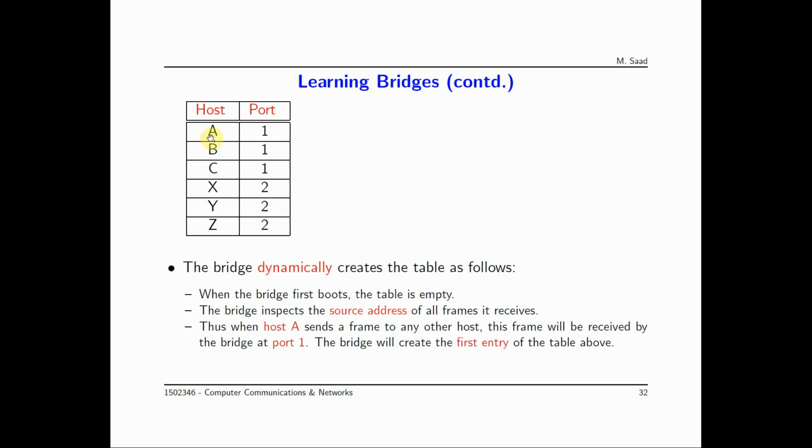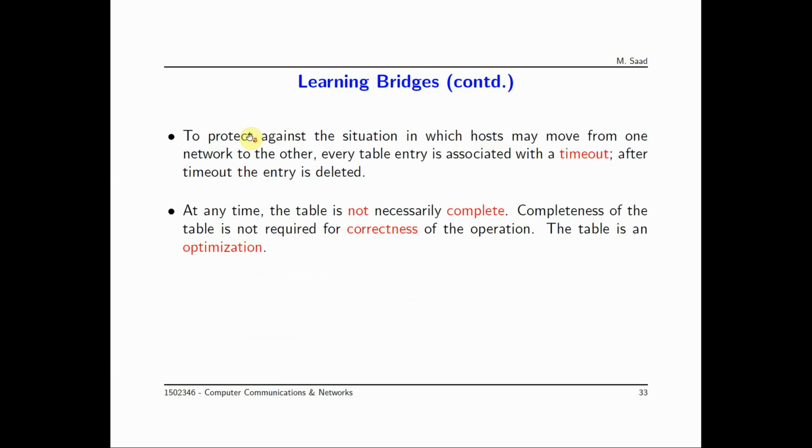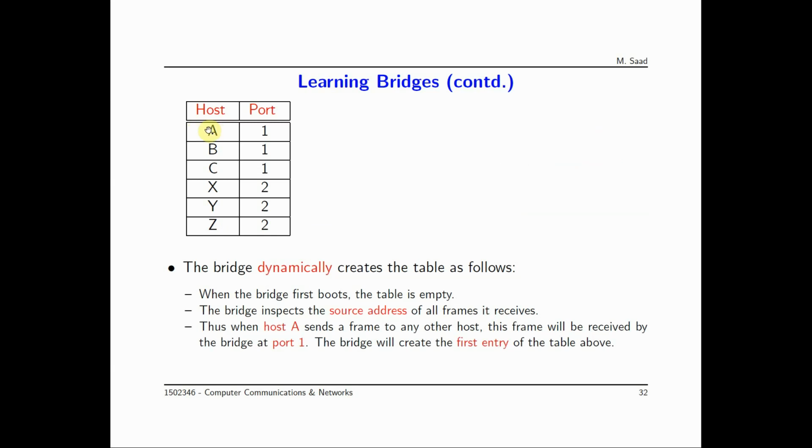Once a table entry has been created by the bridge, so A is connected to port 1, does this entry stay in the table forever? The answer is no. There is always a timeout period or a refresh period. So once a table entry is created, that entry stays in the table for some time and then it is deleted from the table.